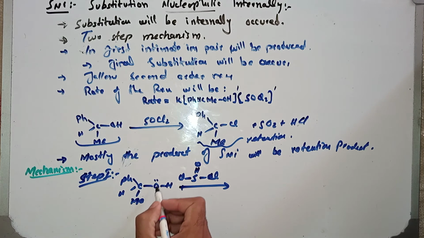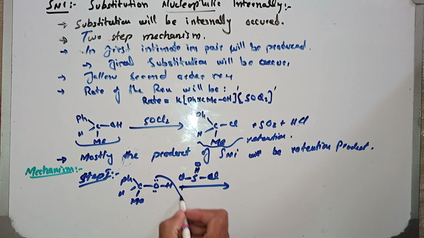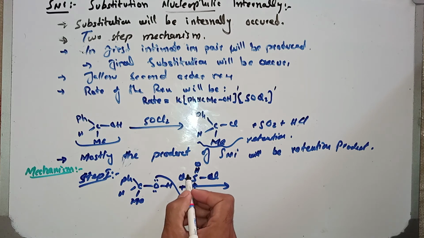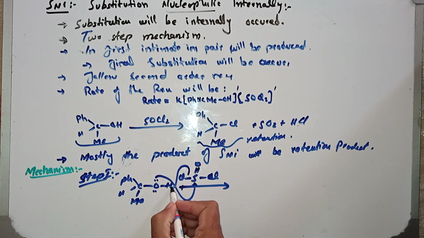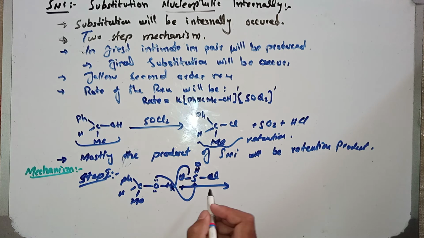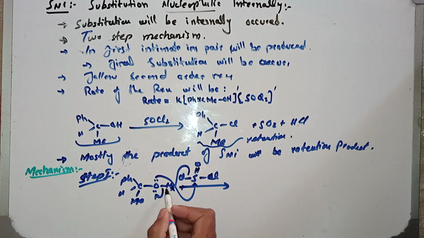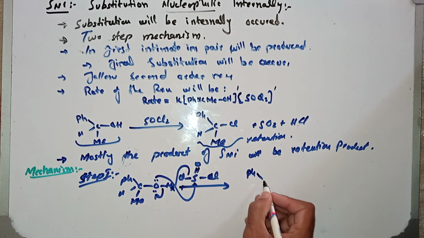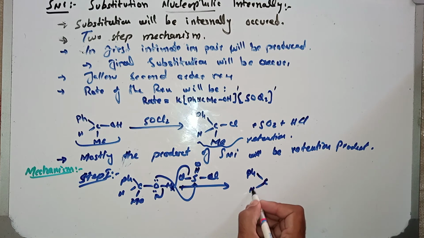The lone pair of this oxygen will attack on this sulfur, so that's why this bond will shift toward this chlorine. And the bond between hydrogen and oxygen will break down. So the product will generate an intimate ion pair.